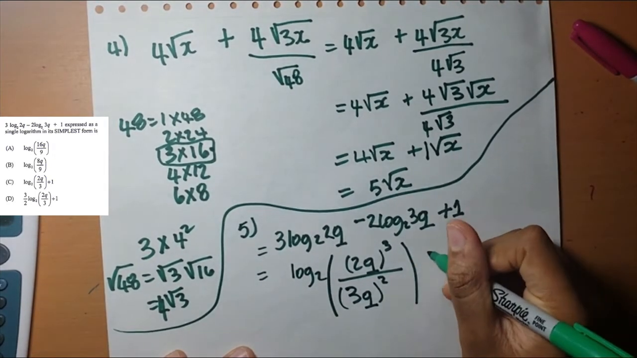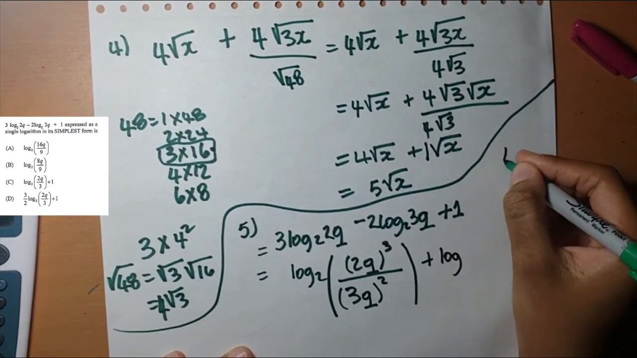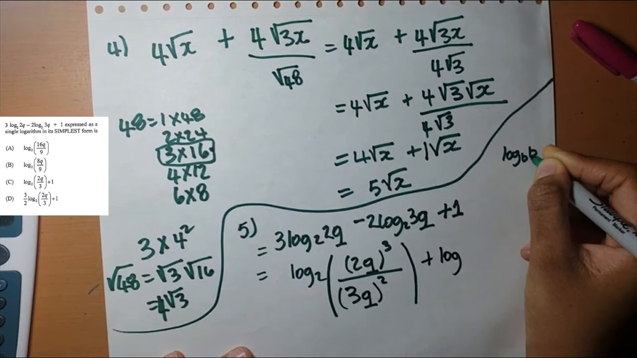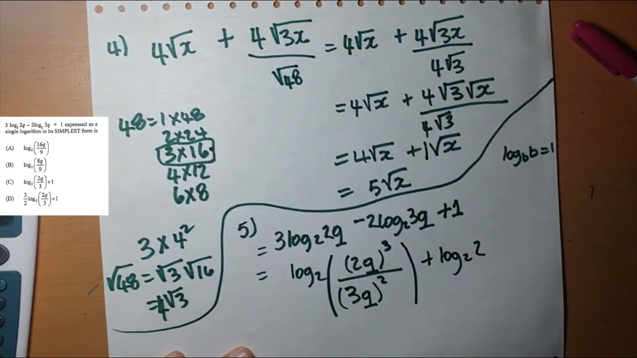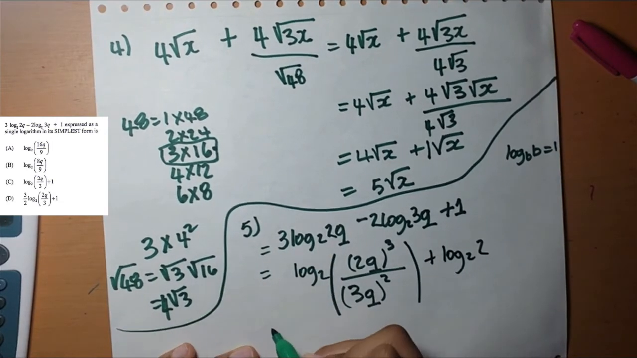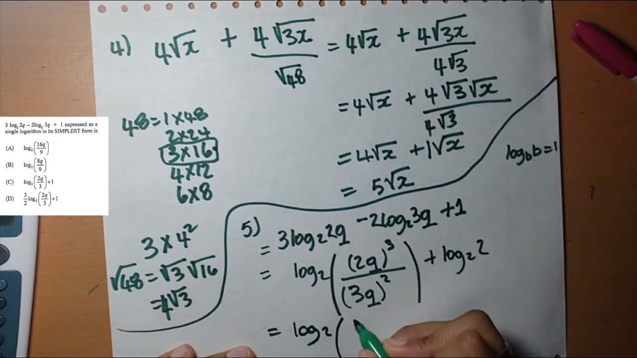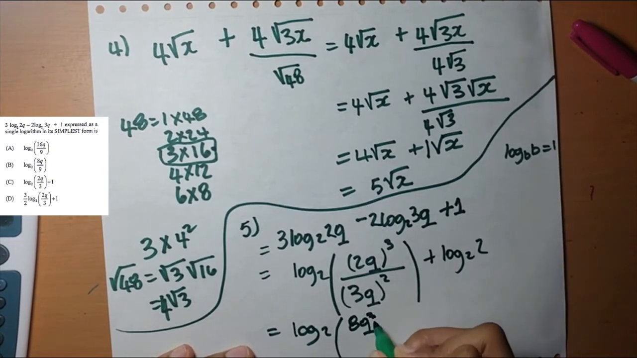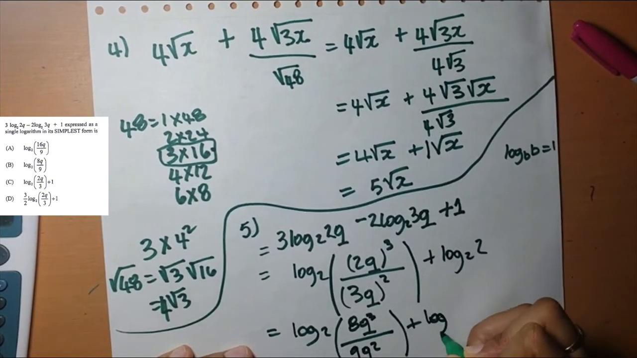And there's also a law that says log base b of b is equal to 1. So therefore log 2 of 2 is equal to 1, right? So we're going to sort this one out first, and we're going to take into account this one. So we have log 2 open bracket, and that is 8q to the 3rd power over 9q squared plus log 2 of 2.